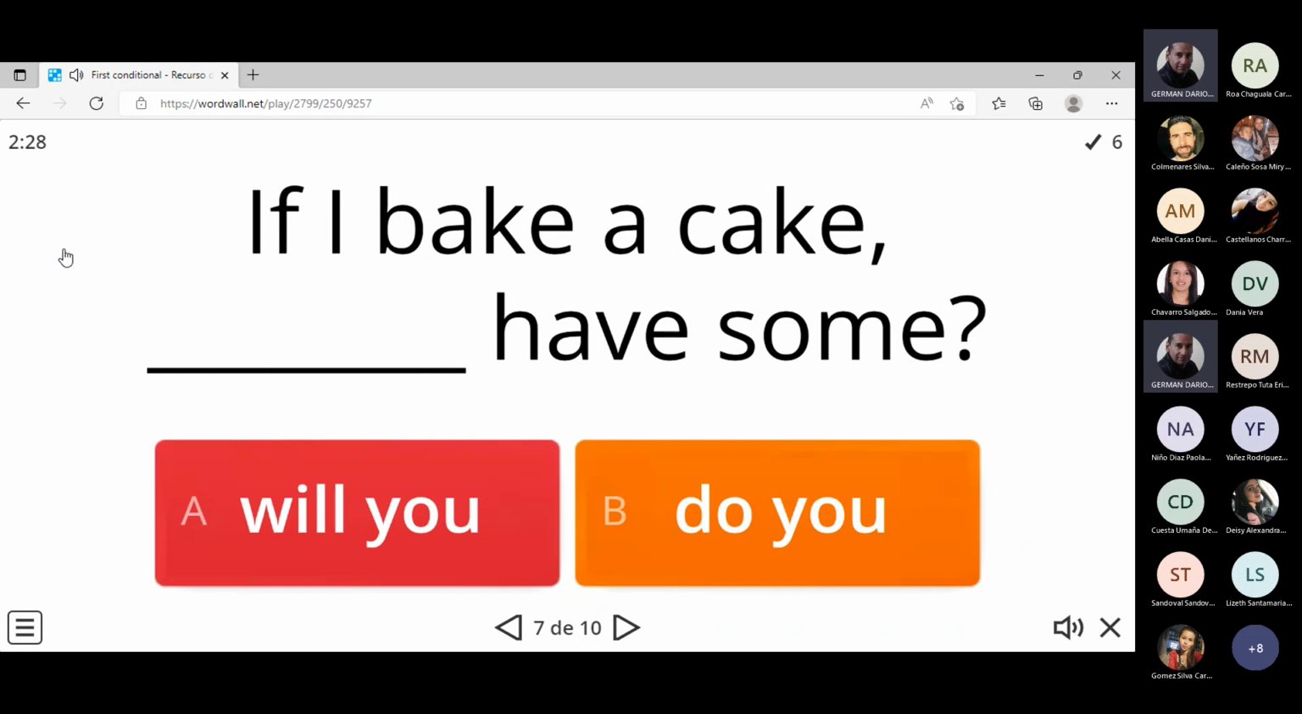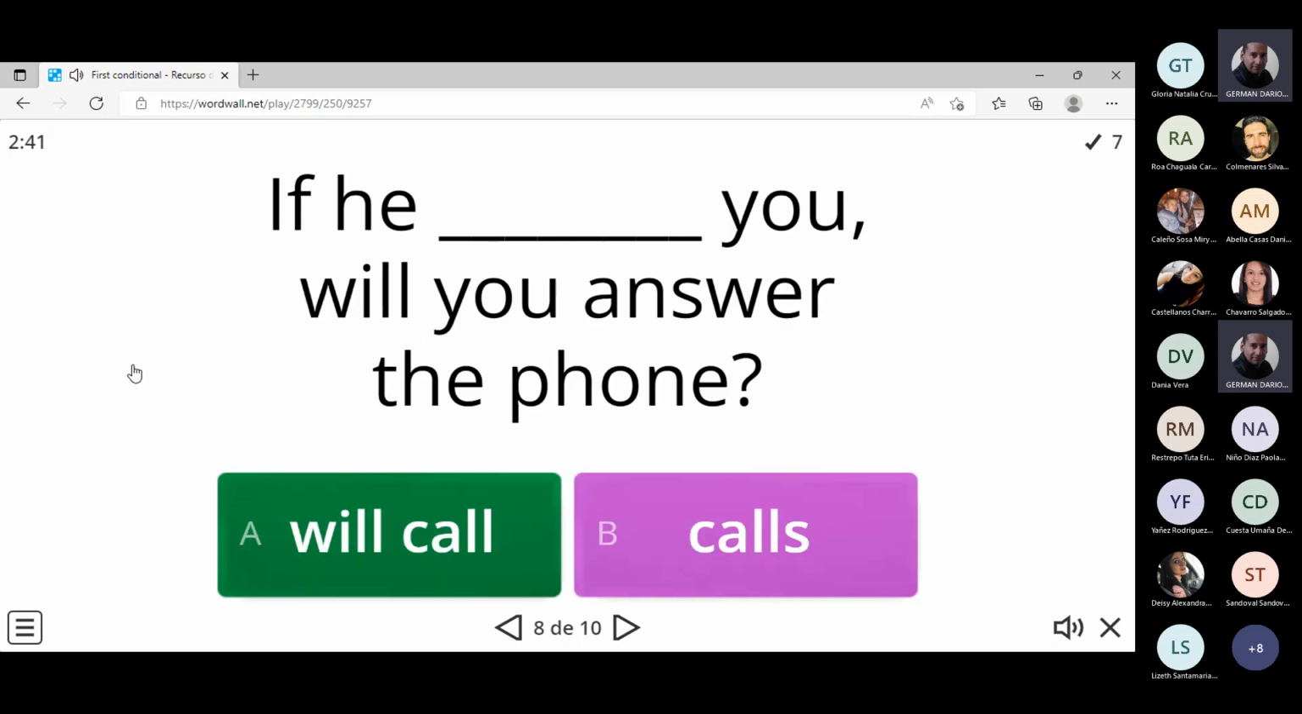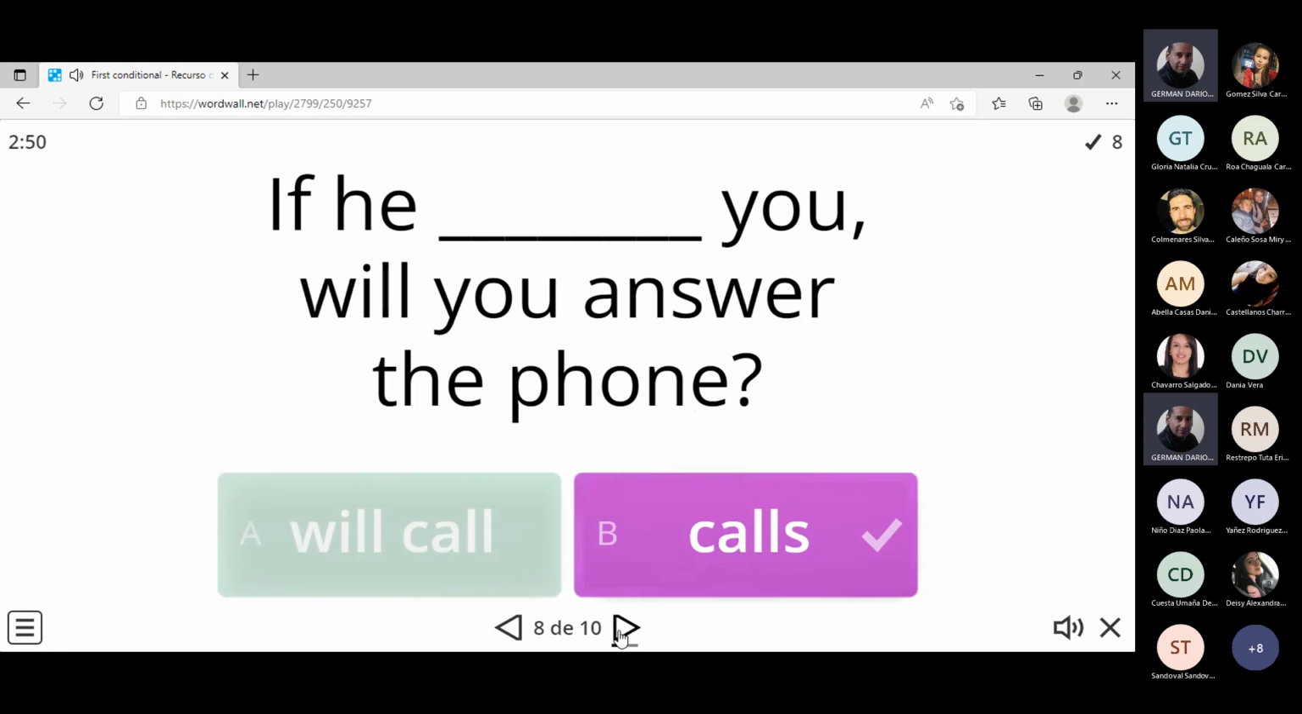Okay, Gloria Natalia Cruz, number 7. If I bake a cake, will you, teacher? Yes, very good, excellent. Carmen Elisa, number 8. If he calls, yes, very good, excellent.